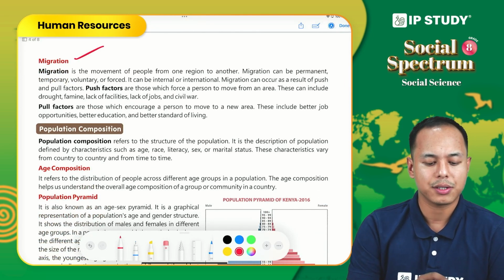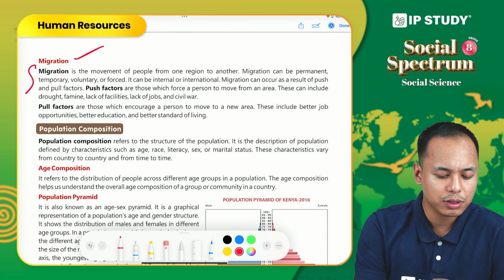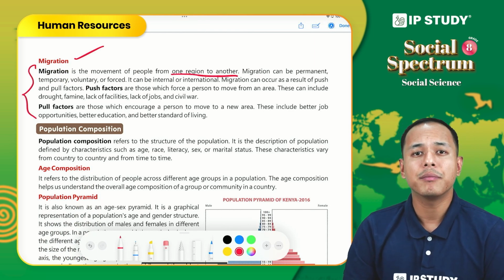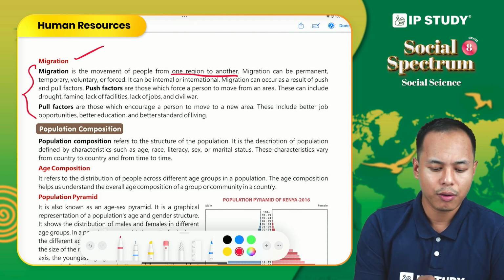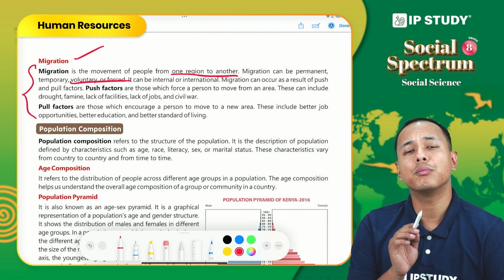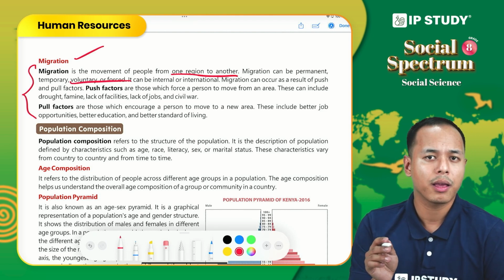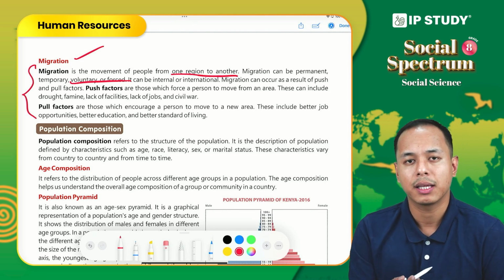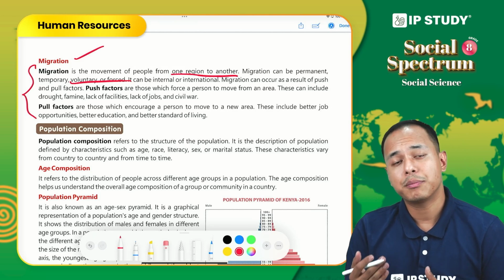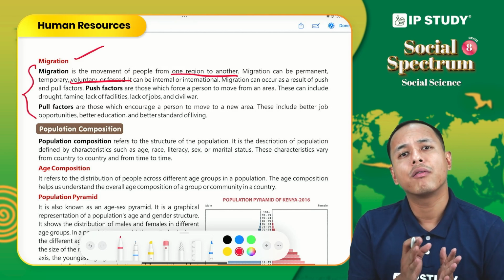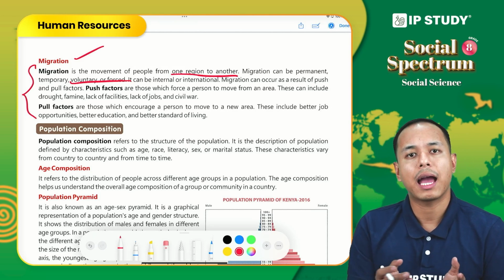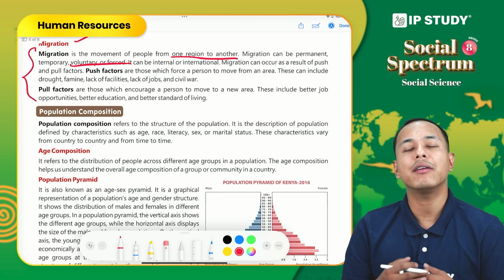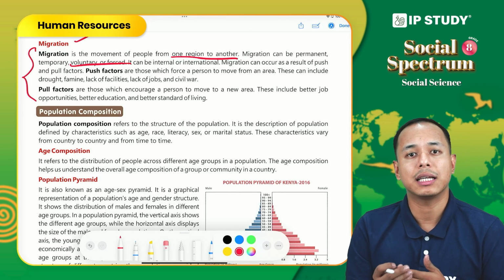Now lastly, migration. What is migration? Migration refers to the movement of people from one region to another. Migration can be permanent, temporary, voluntary or forced. Movement of people from one region to another can be permanent. Suppose I move to USA permanently, it can happen. Temporarily, I move to USA for a few years to work, and I'll come back to India. That is temporary. Voluntary, I willingly went to USA. That is voluntary.